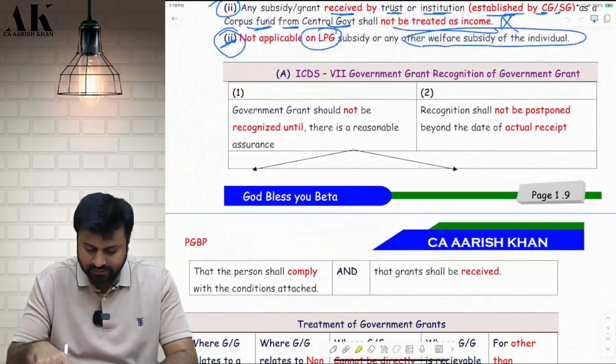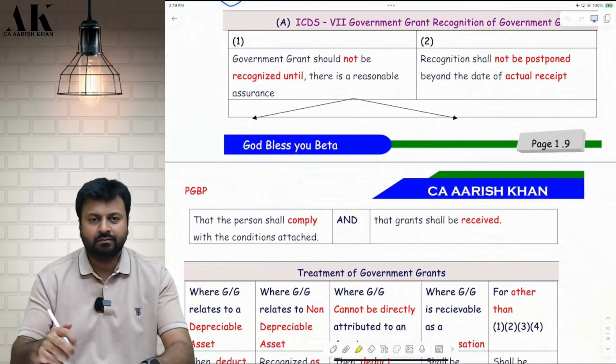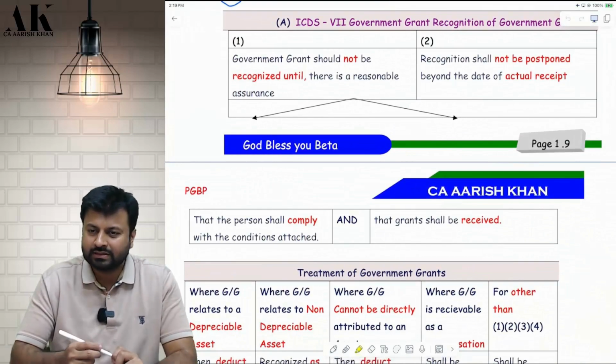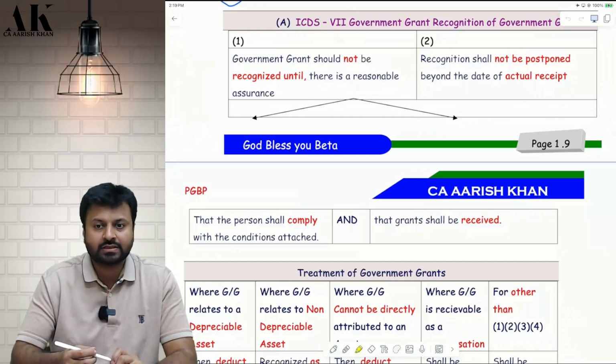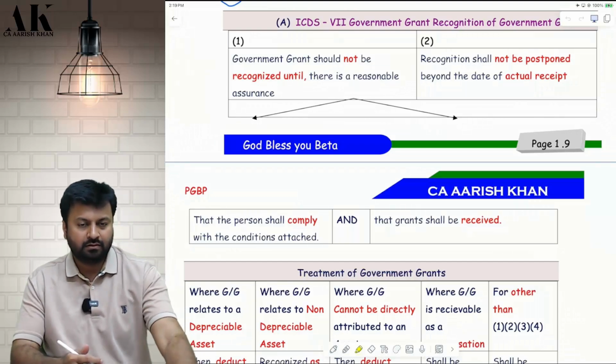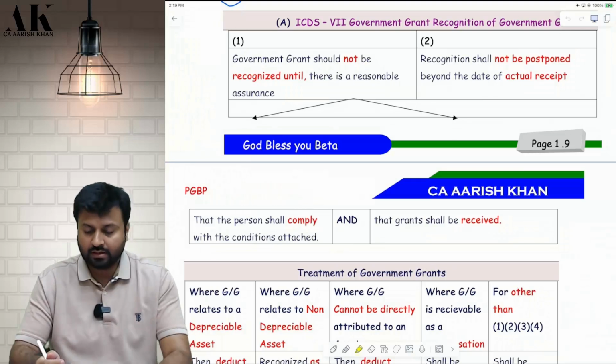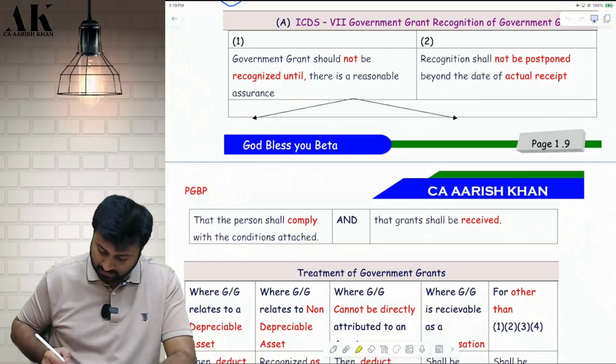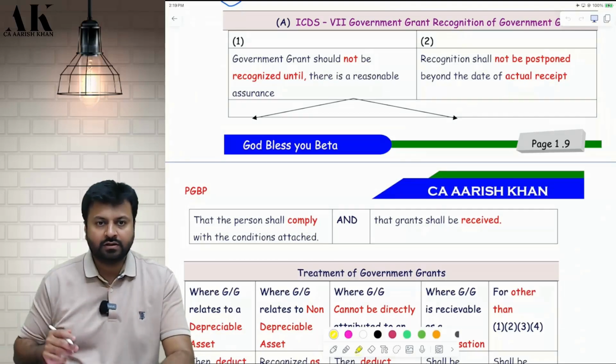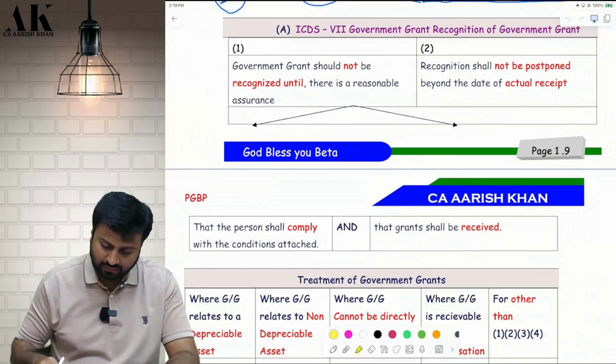So there is an ICDS over here, not very important for exam. Actually, not at all important for exam. They have never ever asked this particular thing in the examination. But whether it is there or not there, it is my duty to teach you everything which is there in the syllabus. So ICDS 7 is there in front of us, which talks about government grants.